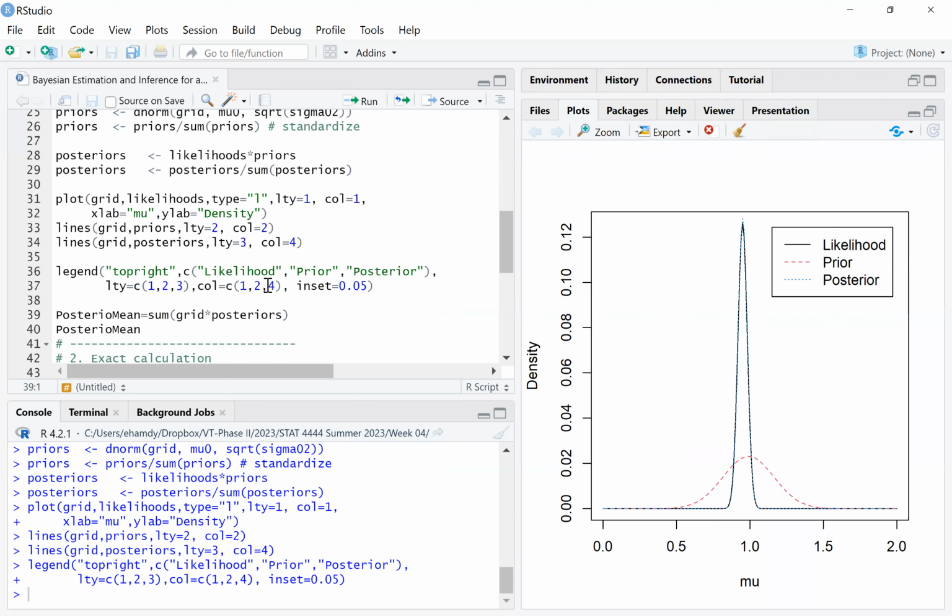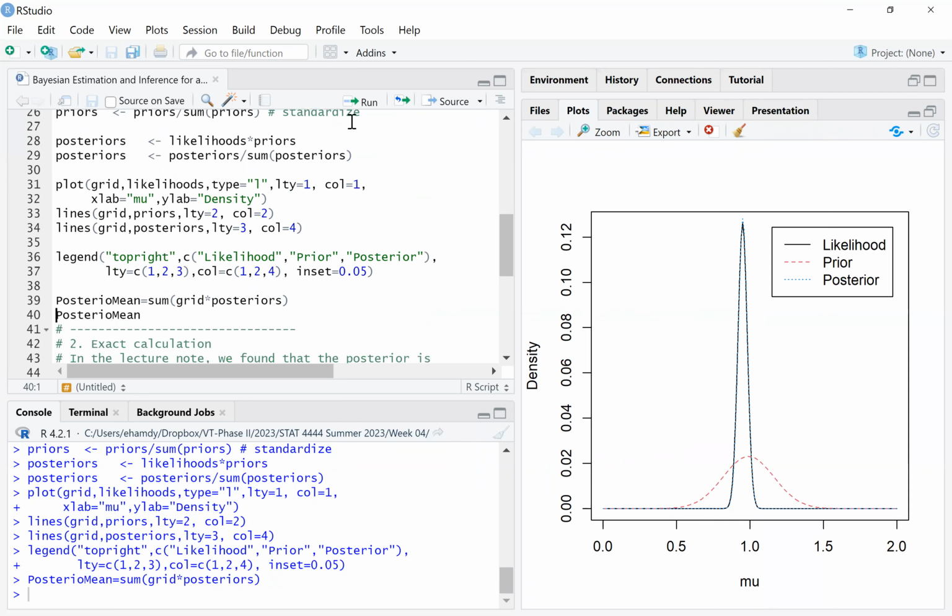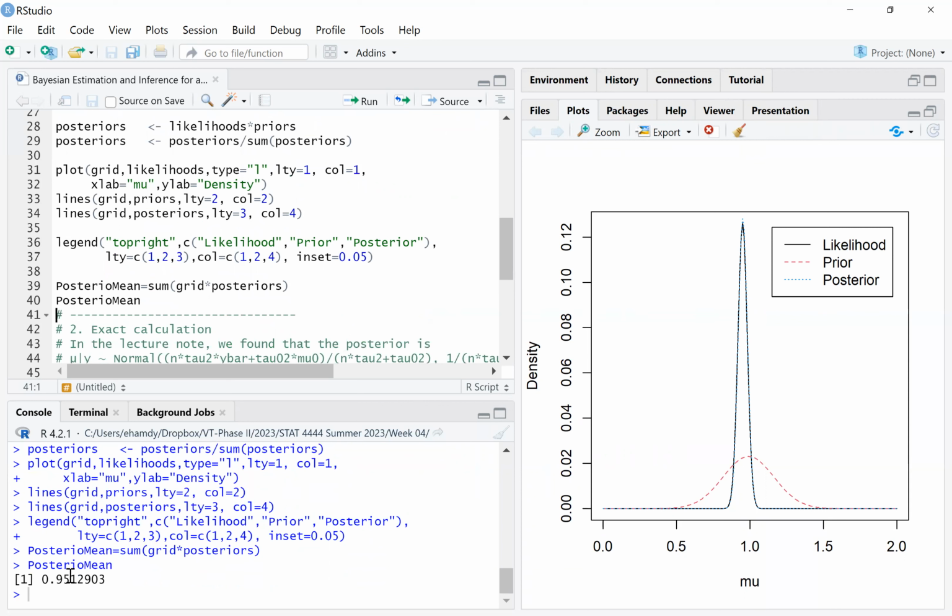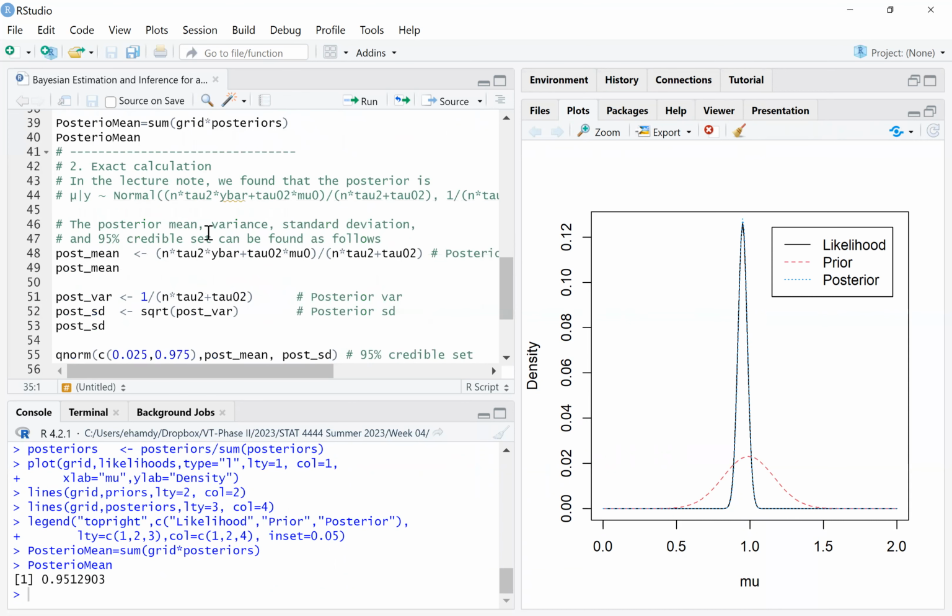How do I calculate the posterior mean? Using the formula for the basic probabilities. Like if you remember, the formula for the expected value is the sum of x times the probability of x. So the posterior mean is the sum of the values times the posterior probabilities of these values and take the sum. So this is the posterior mean, 0.9512903. It is the same thing that we calculated in our class using the exact calculation.